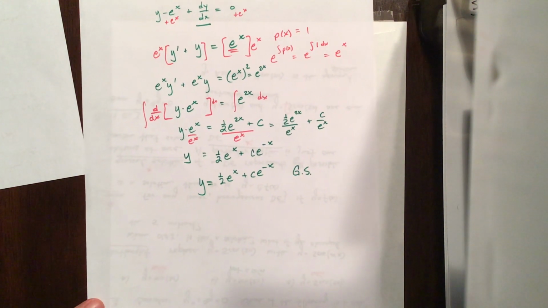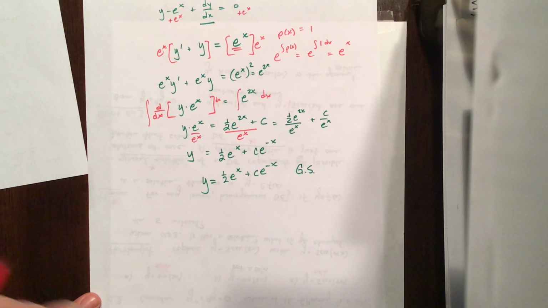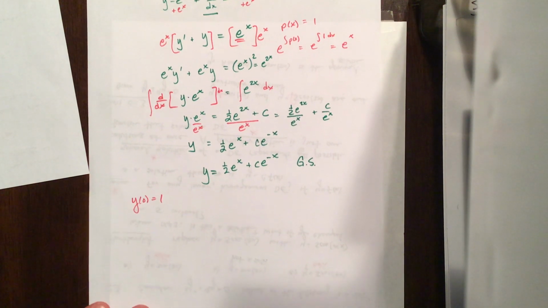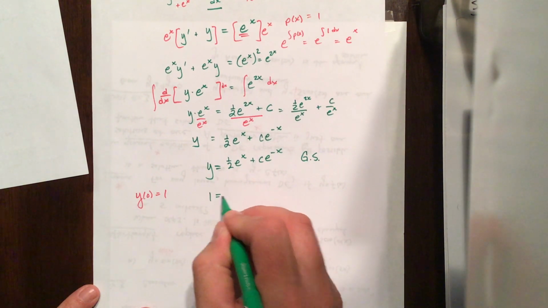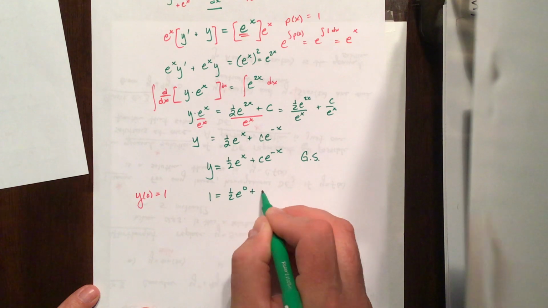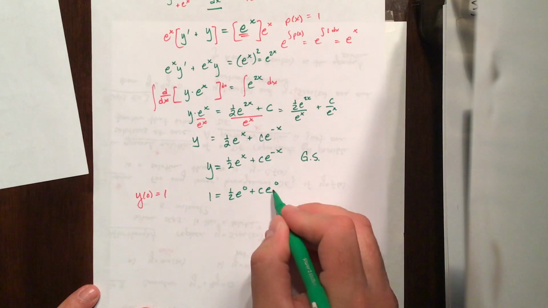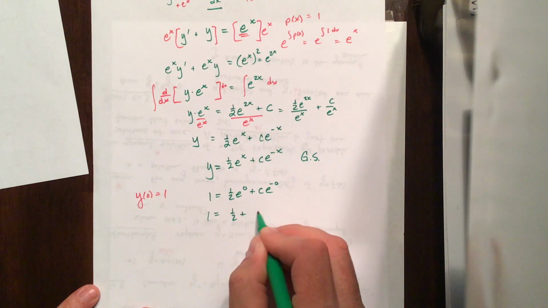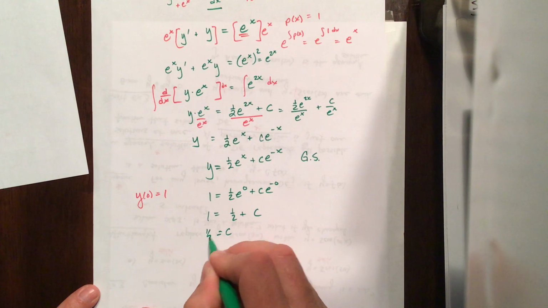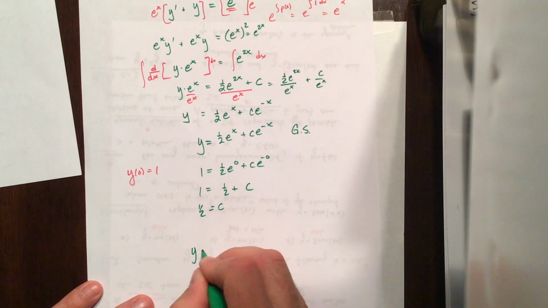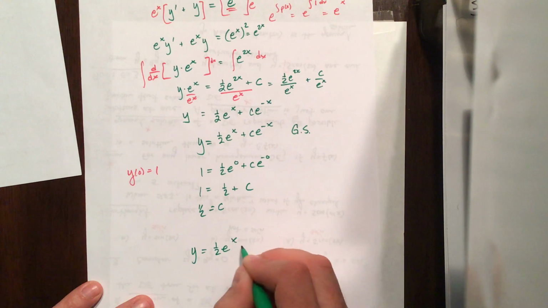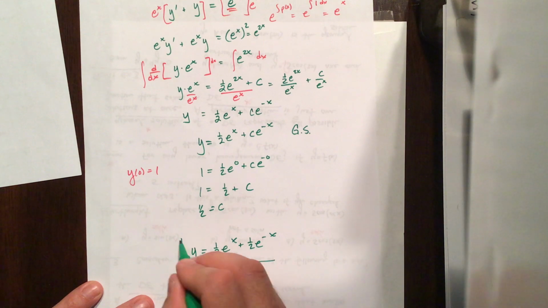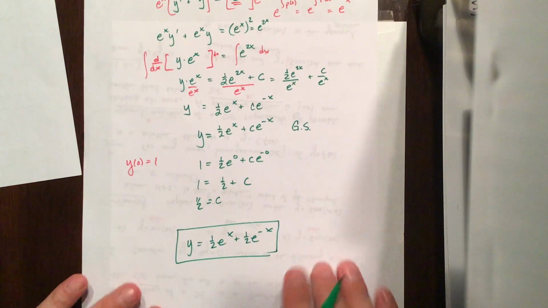But they didn't want a general solution. They wanted a particular solution. So what was the initial condition? y of 0 is 1. So 1 equals 1/2 e to the 0 plus c times e to the negative 0. There you go. So 1/2 plus c, so c is 1/2. So our solution here is 1/2 e to the x plus 1/2 e to the minus x. There's your particular solution.